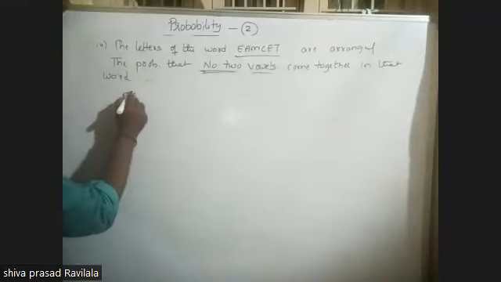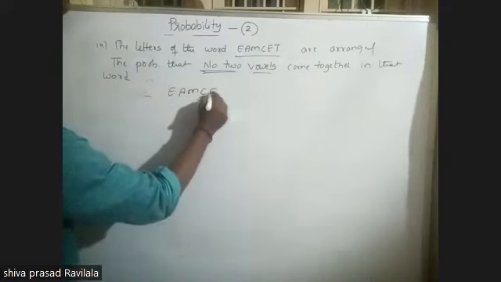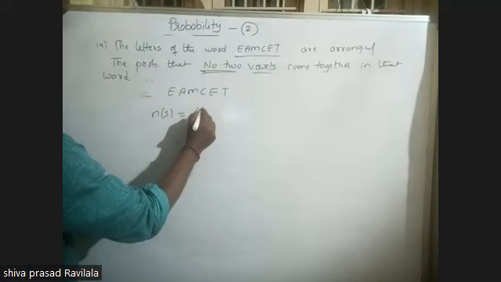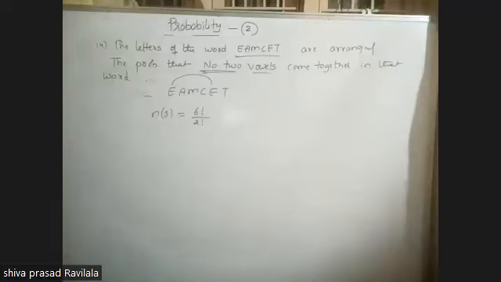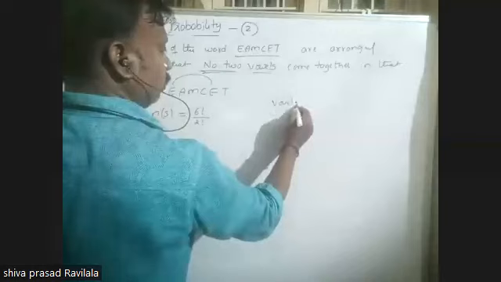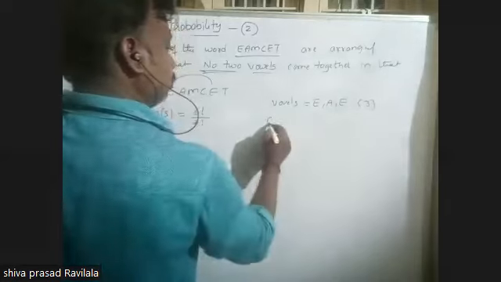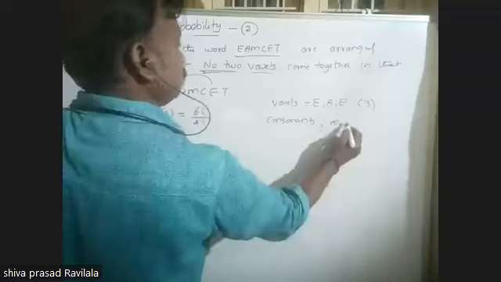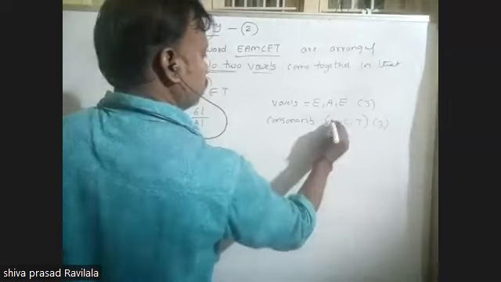In this condition, n of S is equal, how many in the given word EAMCET? n of S is equal to 6 factorial by 2 factorial. Why? Because we have two alike things. Here vowels are, what are the vowels? E, A, E, 3 vowels. And consonants, how many consonants are there? M, C, T. Only 3 consonants and 3 vowels.